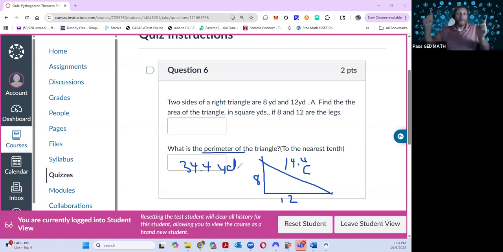That's the perimeter. They didn't ask me for Pythagorean theorem, but you had to know to use Pythagorean theorem when you're trying to find a missing side of a right triangle. In order to find the perimeter of this triangle, they only gave me two sides. So to find the perimeter, I must find out what the third side is.